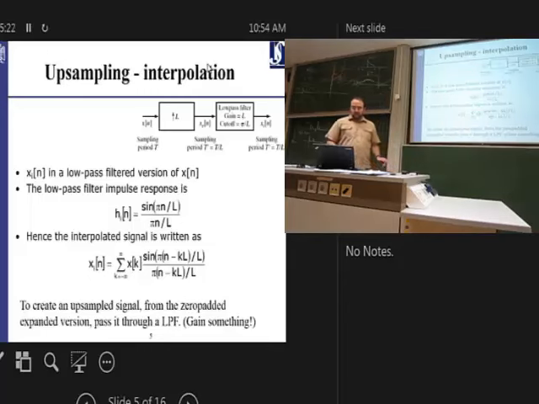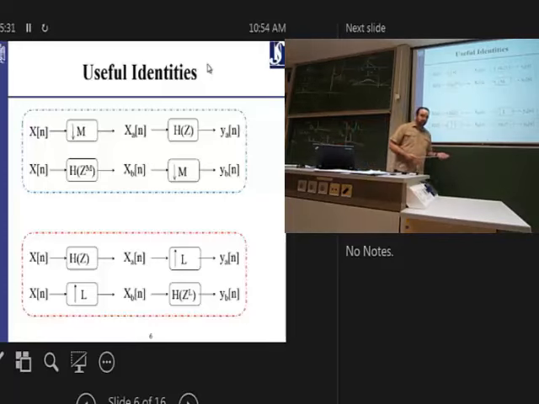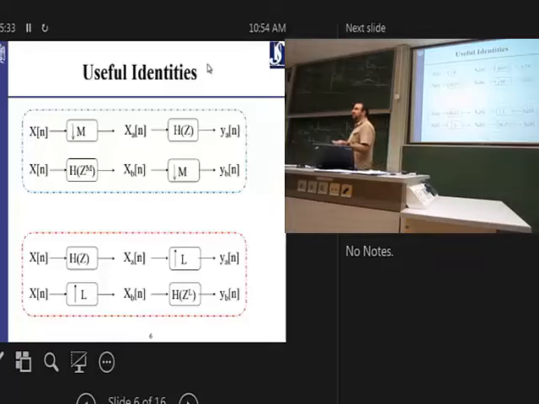Okay. Using these sampling rate conversions, we will see in the filter banks and many other structures that they are very useful using upsampler, downsampler, or a sequence of upsampling and downsampling systems. But there are two identities which are called noble identities. They are very important. That's why I have mentioned them here. And there's a question coming afterwards.